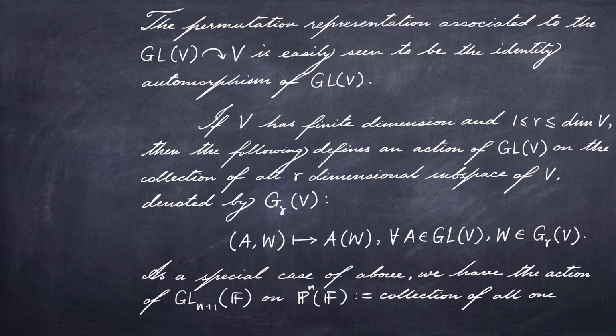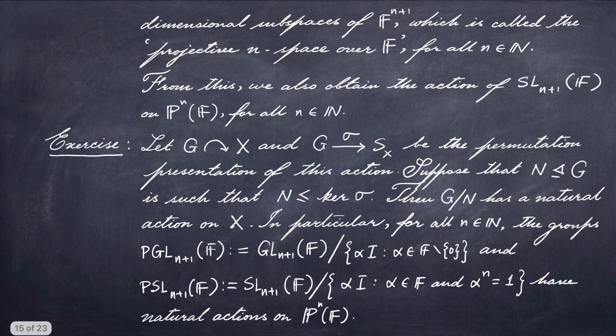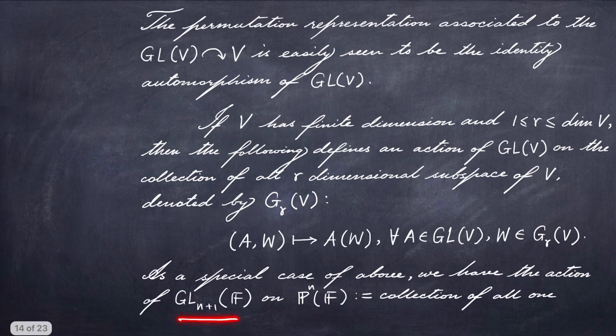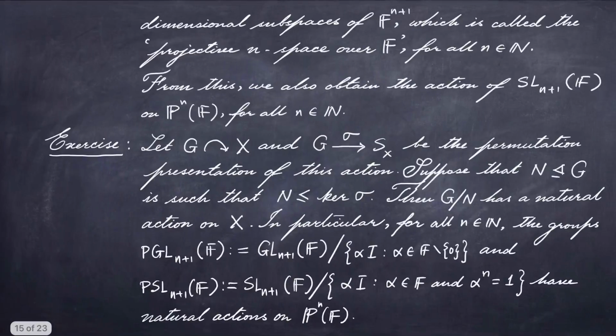As a special case, when r equals 1 and V equals F^n, we obtain the action of GL_n. Just a minute. So as a special case of this, when V equals F^(n+1), we obtain the action of GL_(n+1)(F) on the projective n-space over F. What is this? This is nothing but the collection of all one-dimensional subspaces of F^(n+1). This is called the projective n-space over F. So for each n, we obtain the action of GL_(n+1)(F) on the projective n-space over F.